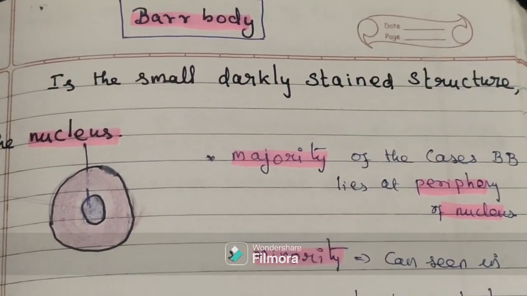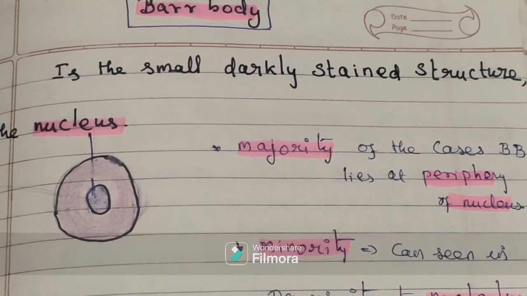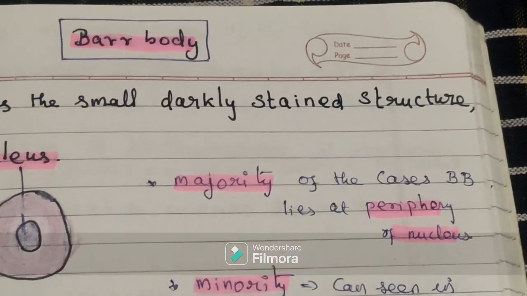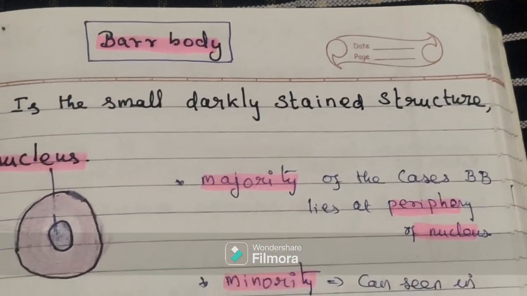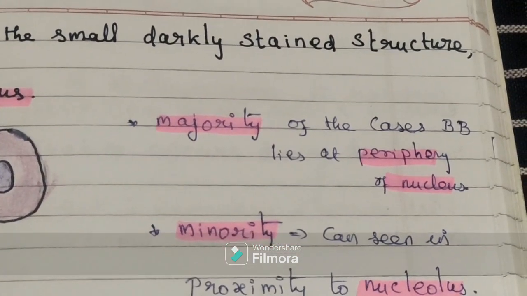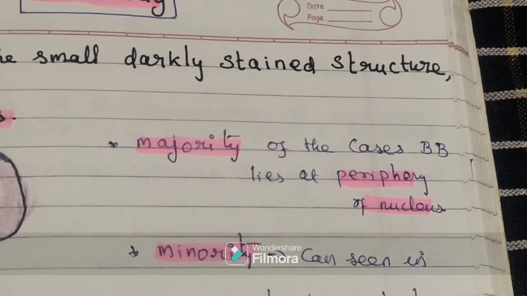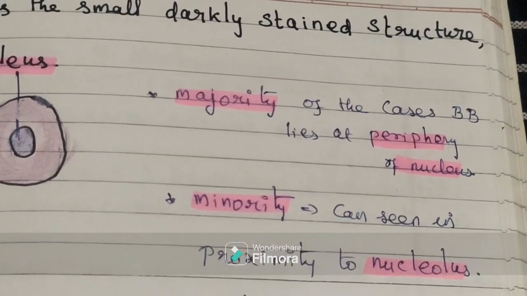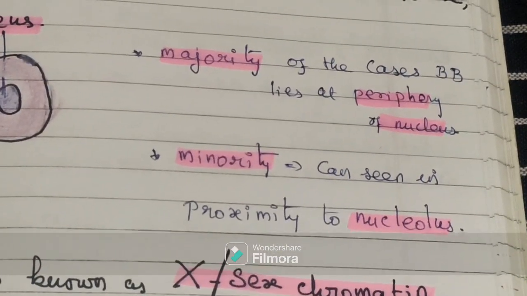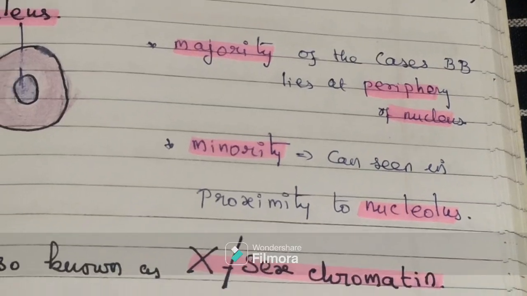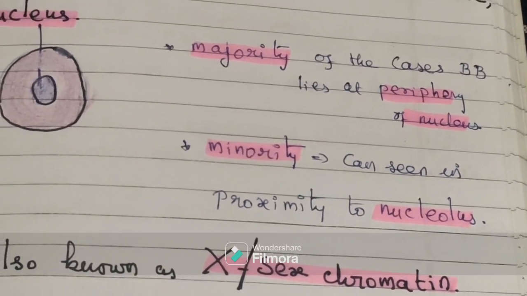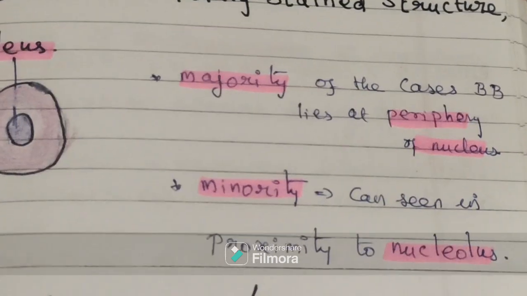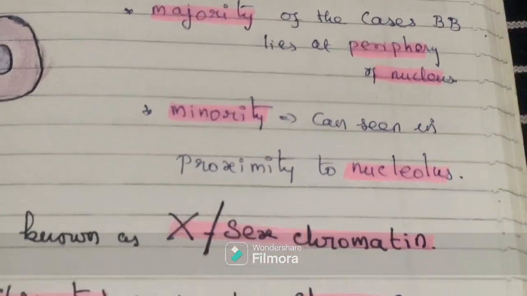So this darkly stained structure which you see in the nucleus is called Barr bodies. In the majority of cases, Barr bodies lie in the periphery of the nucleus, and sometimes they can be seen in other parts. They can be seen in proximity of the nucleolus.